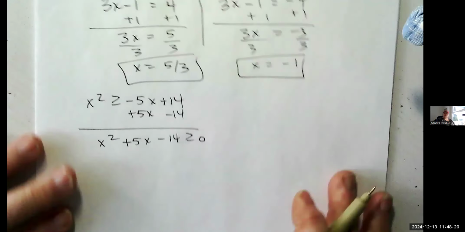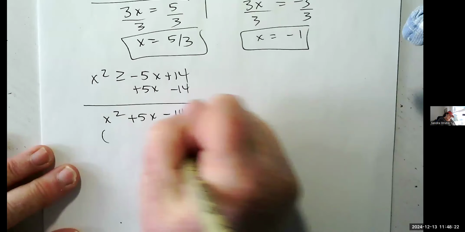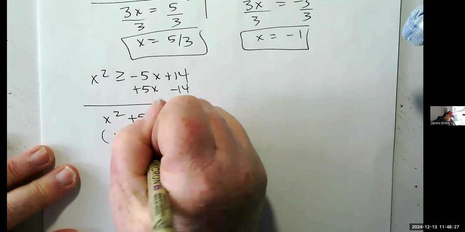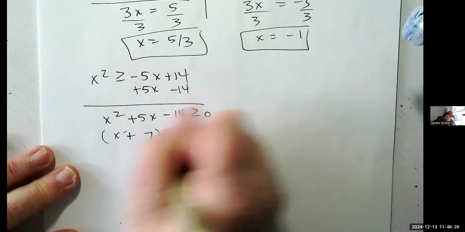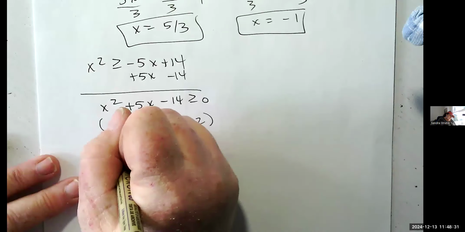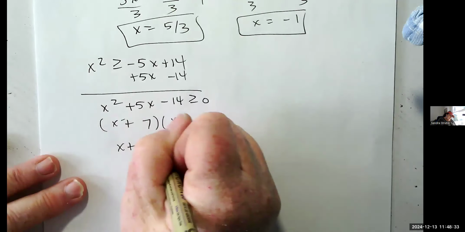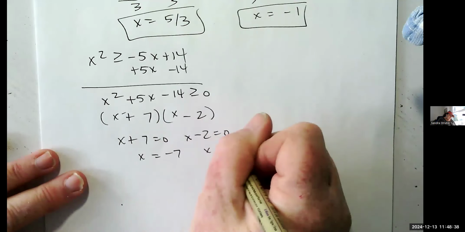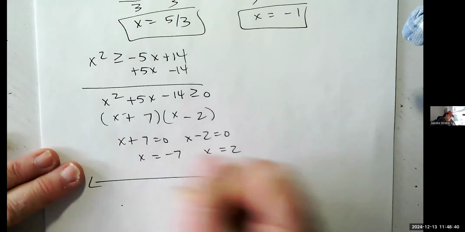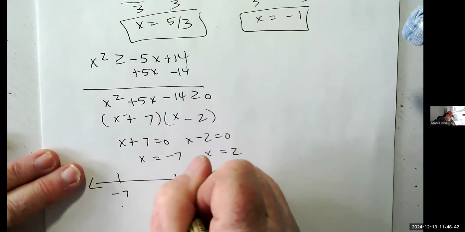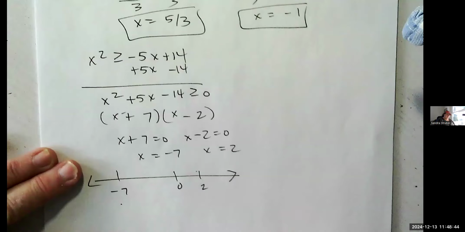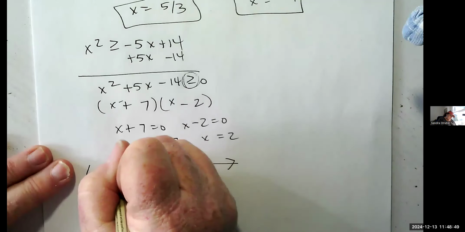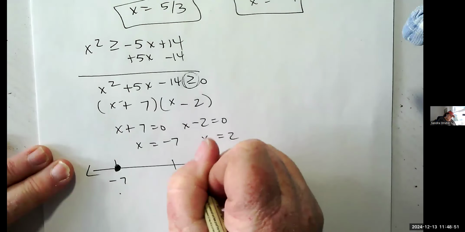And set it equal to 0. Now I'm going to factor 7 and 2. All right, and then x plus 7 equals 0, x minus 2 equals 0, x equals -7, x equals 2. Here is where I draw my number line. And I know that because of this, they're going to both be dots, not circles. They're both included.